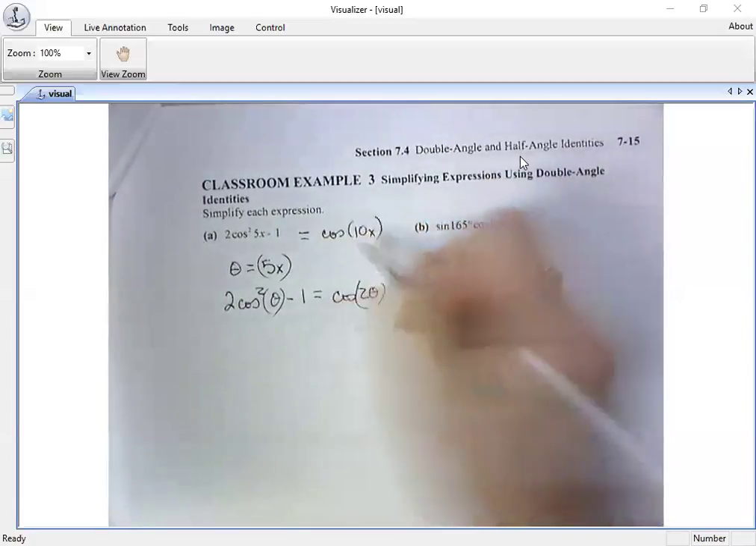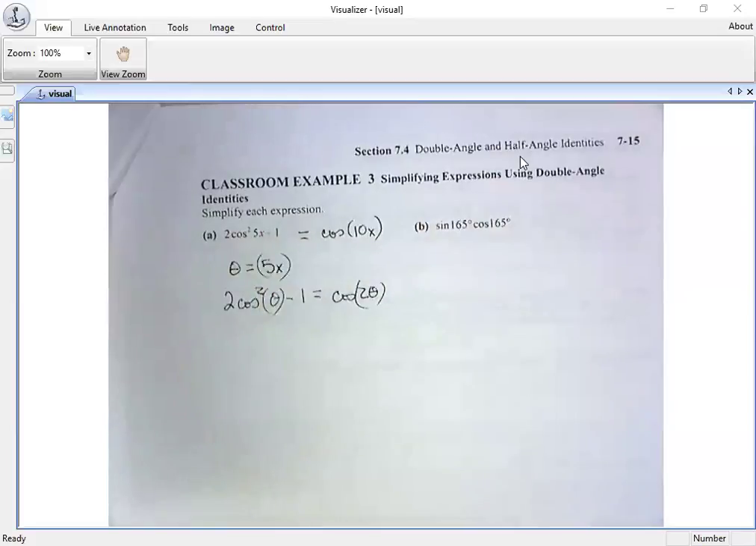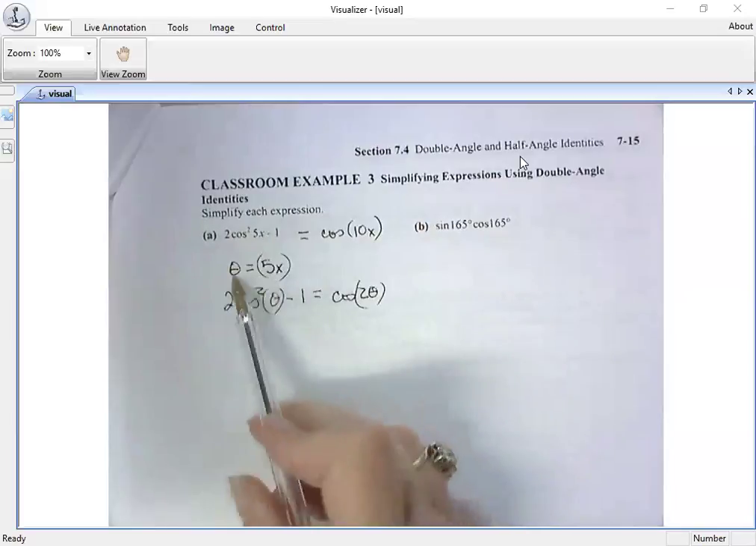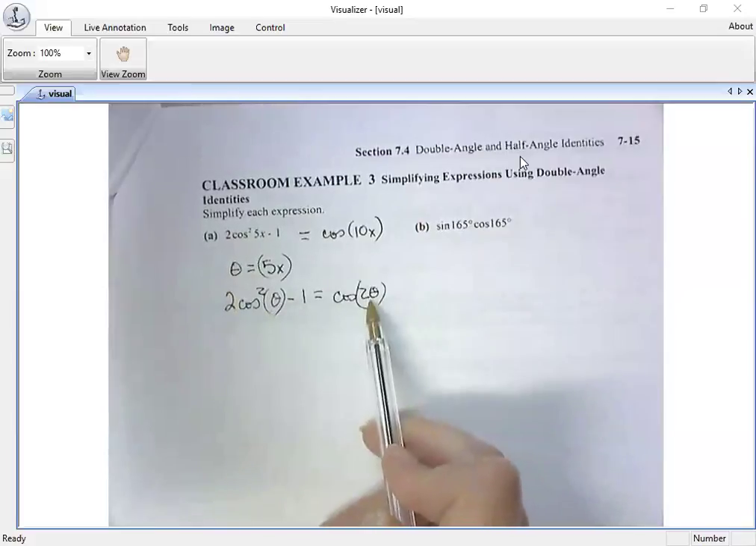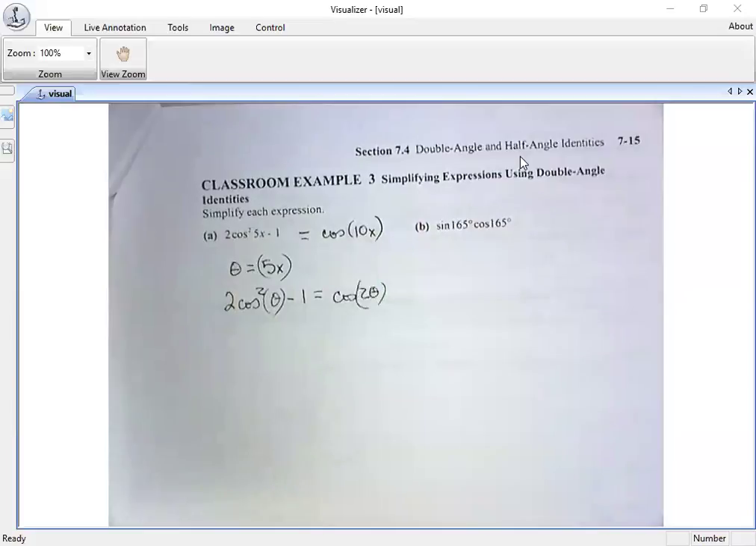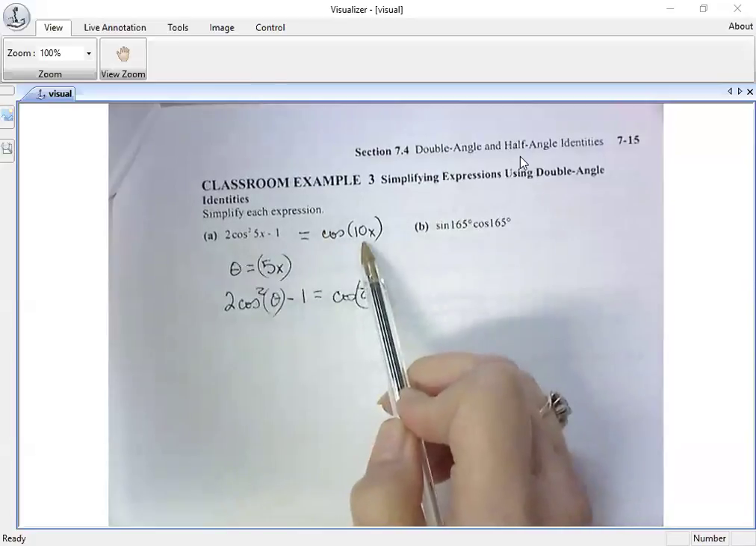Does that make sense? We just noticed because there is that coefficient in front of x, it's not just an x, it's a multiple of x. So we're going to try to find a suitable replacement using that double angle property. And by just simply replacing the 5x with theta, it made it easier for us to see, oh, that's equal to cosine 2 theta. And then we can do the replacement. Now, look at this one and see if you can tell me what you think we might want to replace. That's all you had to do, is simplify it into cosine of 10x.